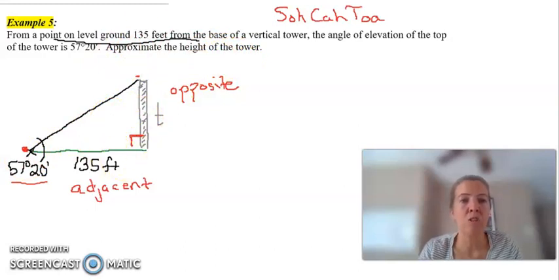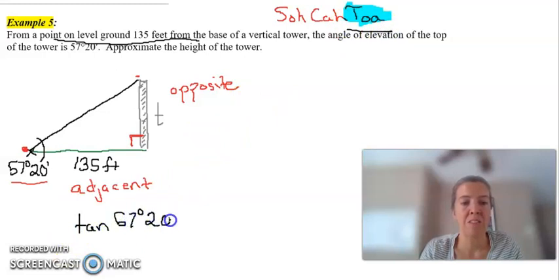So you look at which trig function involves opposite side and adjacent side. So opposite and adjacent, that's the tangent function. So I'm going to want to use the tangent function to set up an equation to solve this problem. And what that equation looks like, tangent is opposite over adjacent. So tangent of the angle 57 degrees, 20 minutes is equal to the length of the opposite side, so that's T, that's what we're trying to solve for, over the length of the adjacent side, that's 135.